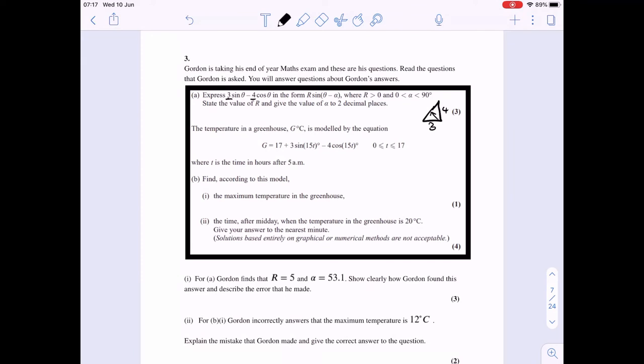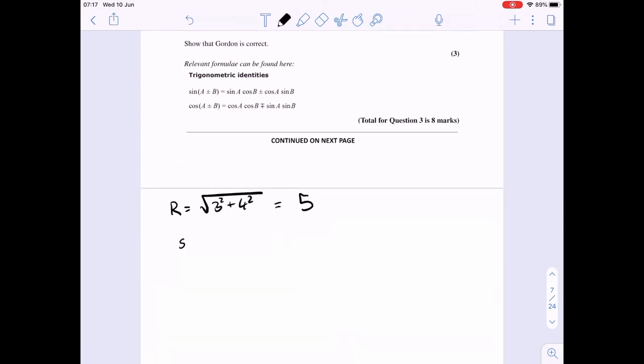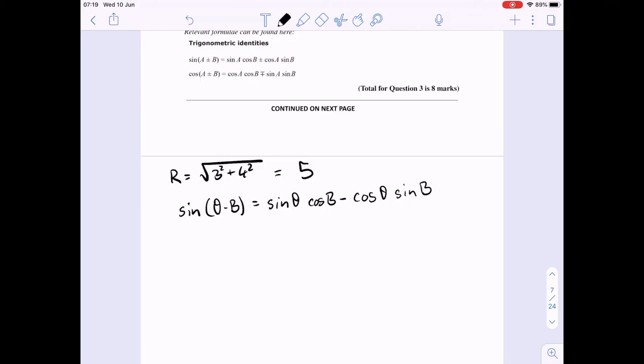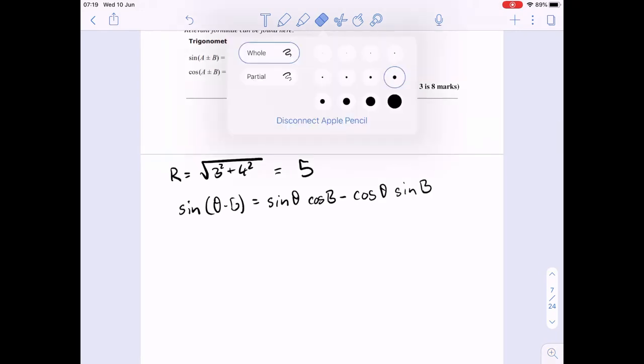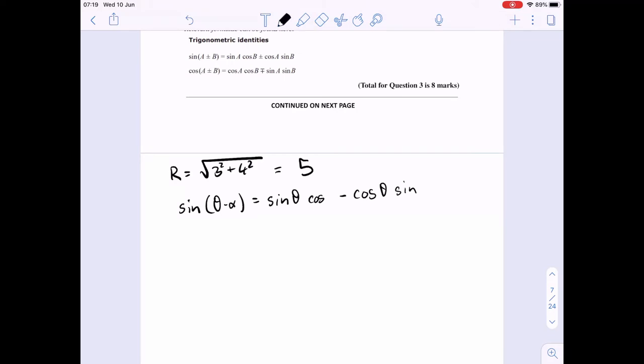If I did want to put it into the addition formulae, and you were even given the addition formulae here, you were told that sine of a minus b equals, in fact it's going to be sine a cos b minus cos a sine b. Okay, so we can replace a with theta. Okay, and we are trying to find the value of b in this case, or alpha. And if I swap the b's out for alphas, which it is in this question, okay.